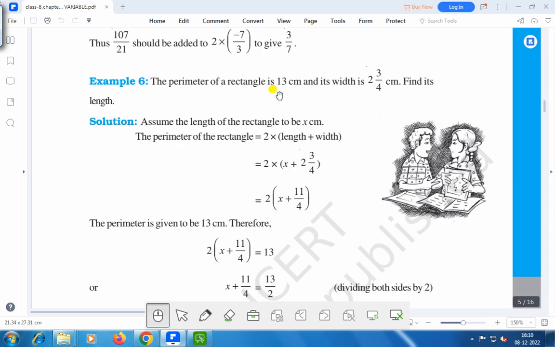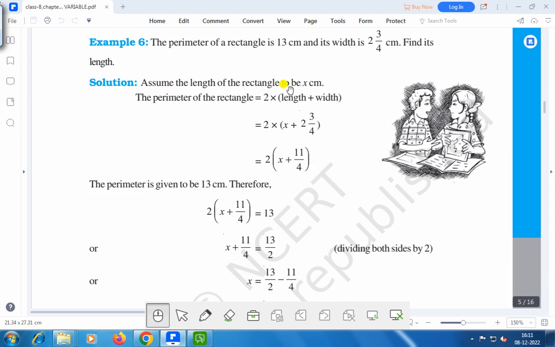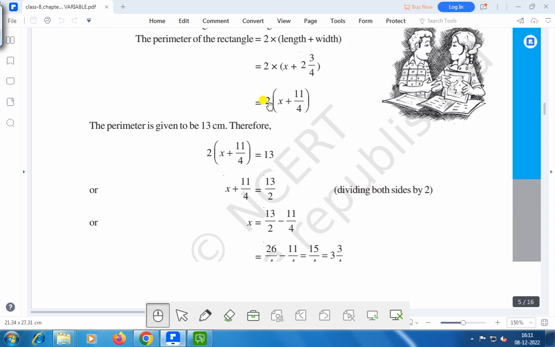The perimeter of a rectangle is 13 cm and its width is 2 whole 3 by 4 cm. Find its length. Assume the length of the rectangle to be x centimeter. The perimeter of the rectangle is 2 into length plus width, that is 2 into x plus 2 whole 3 by 4. That comes to 2 into x plus 11 by 4.